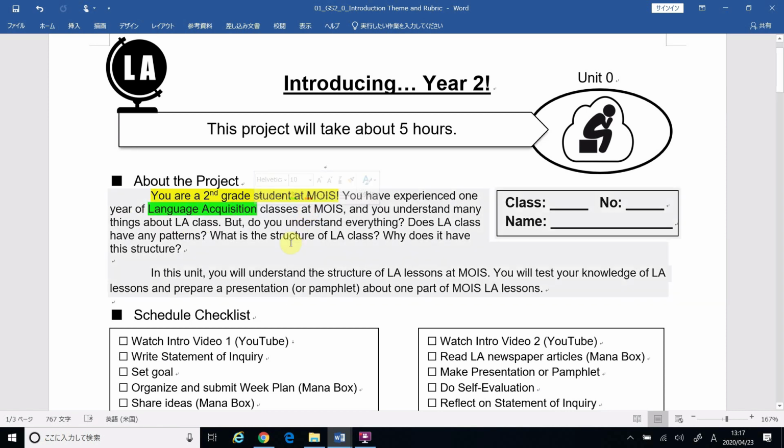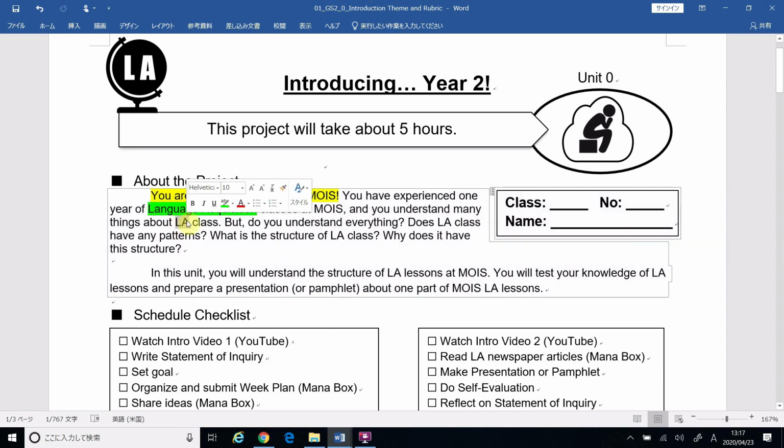Do you understand this? Language acquisition is the name of English class at Moyes. We used to call it Global Studies, but from now, we will call it language acquisition. And you understand many things about LA class. Language acquisition, LA. Oh, they're the same. Global Studies was GS. Language acquisition is LA. I understand many things about LA class, but do you understand everything?